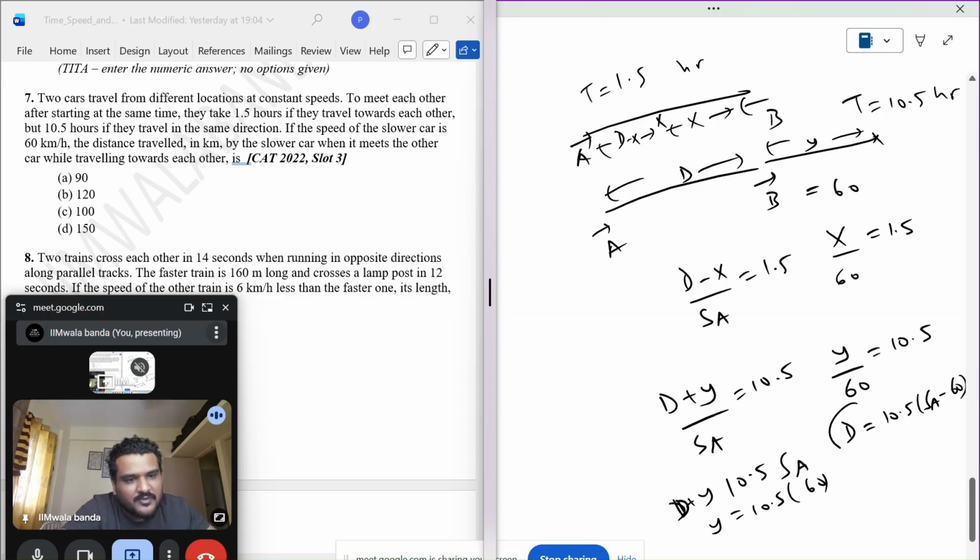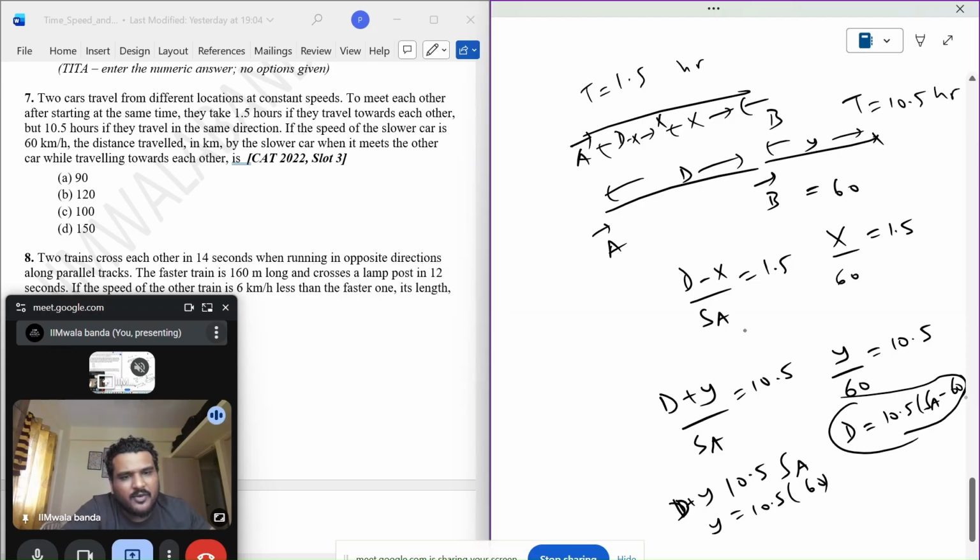Okay, so this is valuable. Now let's use these two. D minus X is 1.5 SA. I need to find what? X. I'll eliminate D, yeah. So D minus X is this, X is this. SA also I don't know. Can I put SA in terms of D? Yeah, I can do that. I can put SA in terms of D, and then I will only get D and X in the equation. D upon.